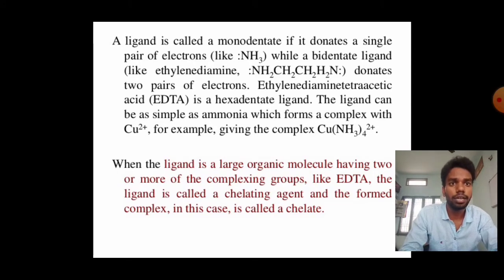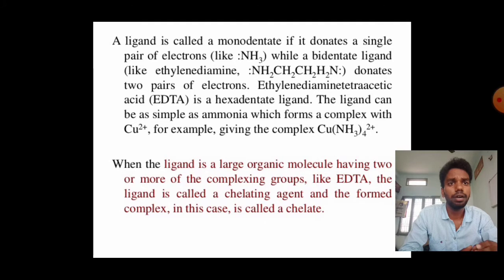A ligand is called a monodentate ligand if it donates a single pair of electrons. Ligands are classified based on denticity. So what is denticity here? It is the number of lone pairs of electrons donated to the center metal. If the ligand donates one lone pair of electrons to the center metal atom, that is a monodentate ligand. Mono means one, so one lone pair is donated to the center metal atom.